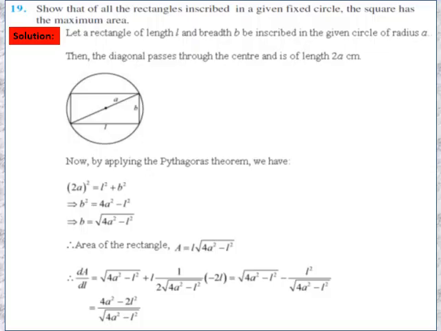Coming to question number 19. I have told you that this is the most important exercise of this particular chapter. And if I have to pick the most important sum, this is the most important sum, which has been asked the maximum number of times. Let's show that of all the rectangles inscribed in a given fixed circle, the square has the maximum area.